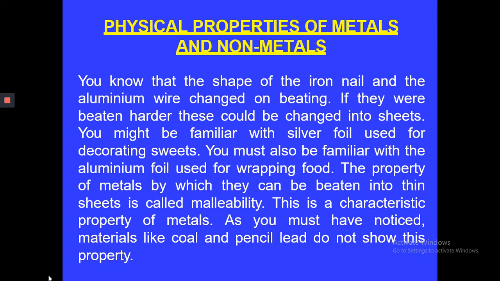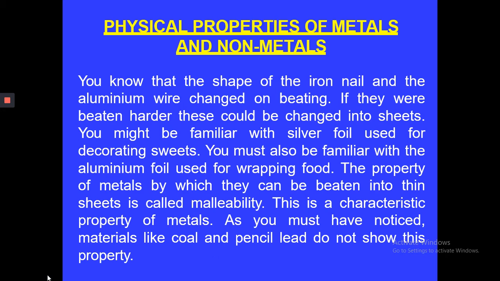We know that the shape of an iron nail and an aluminium wire changes on beating. If they are beaten hard, they can be changed into a very thin sheet. We are all familiar with silver foil used for decorating sweets, as well as aluminium foil, which is used for wrapping food materials. So, the property of metals by which they can be beaten into a very thin sheet is called malleability. And this is a characteristic property of metals.